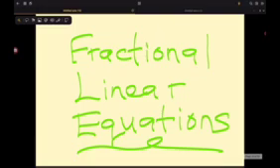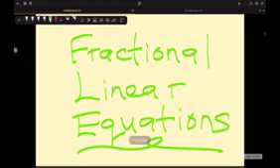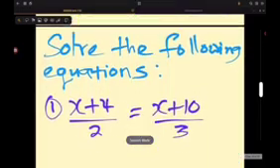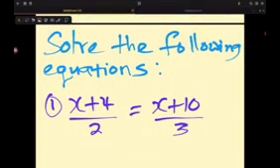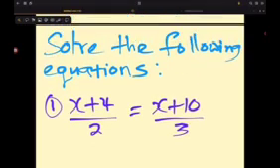Hello, good day. In the last tutorial that I recorded, I promised to do fractional linear equations in the next tutorial, and that is what we will do today. So, fractional equation. We will do a quick recap of all we have done in the past on linear equations and quickly come and solve one or two questions under fractional equations.